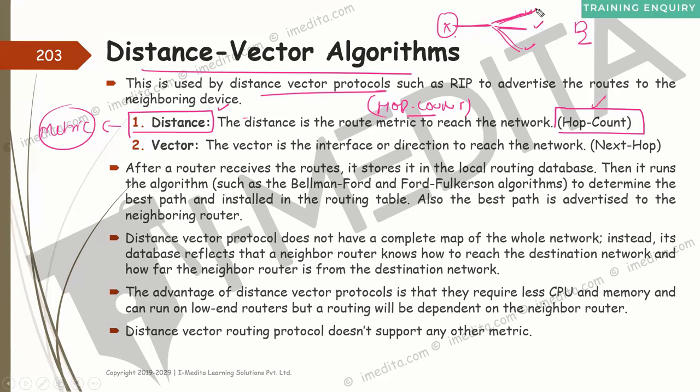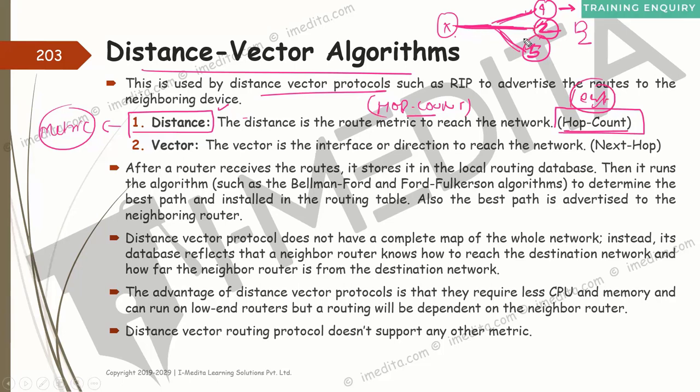So if I go via this path, the total number of hops, the total number of routers that I have to cross, is 4. If I go via this path, the total number of routers that I have to cross is 2. If I go via this path, the total number of hops that I have to cross is, let's say, for example, 5. So this router now knows that if it follows these paths, there are 4 networks, 2 networks, or 5 networks that it has to cross. It is going to choose the path with the least number of hops, or the lowest hop count.